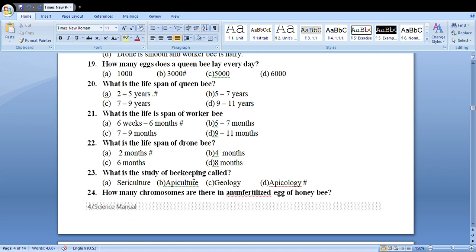What is the study of beekeeping called? Obviously, its answer is apicology. The study of beekeeping is called apicology.